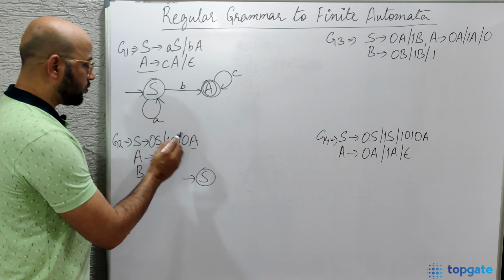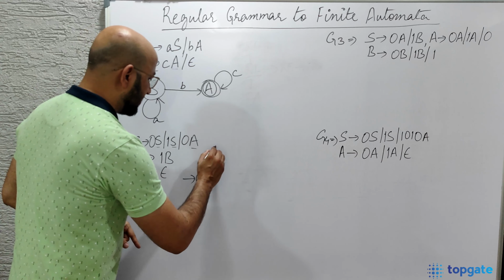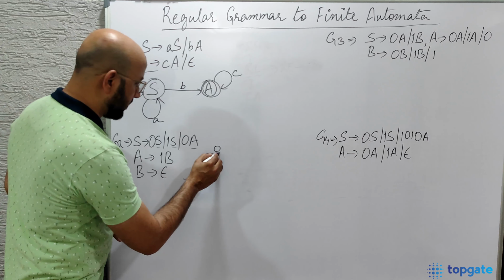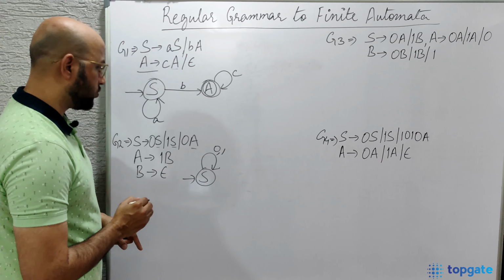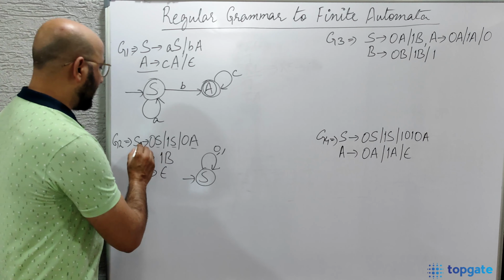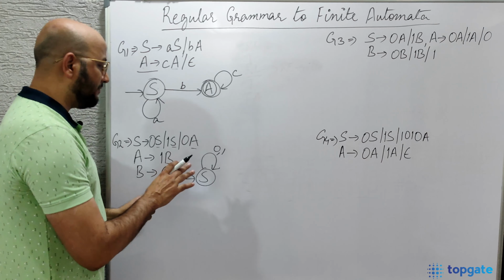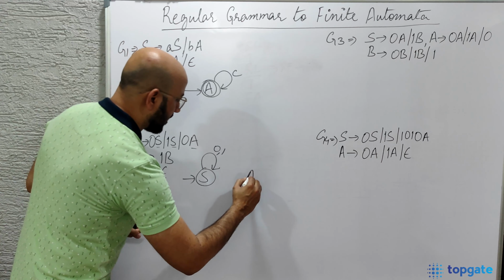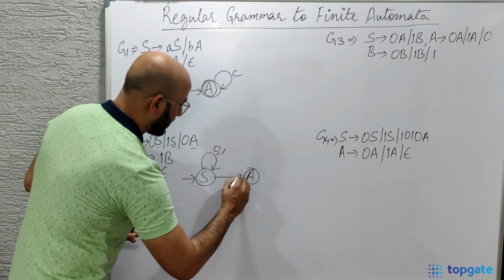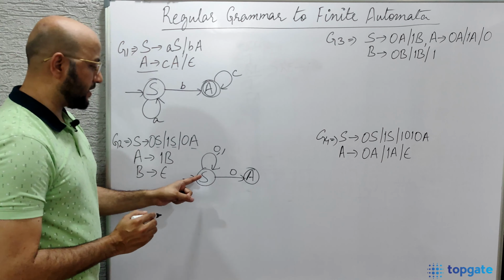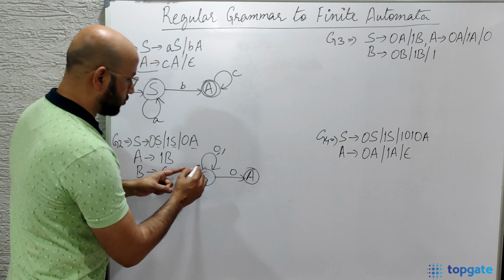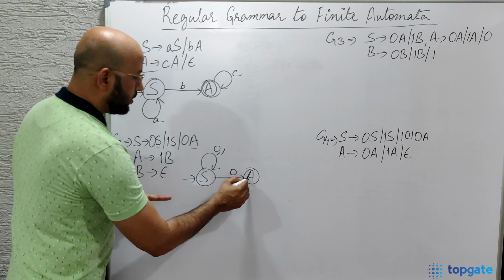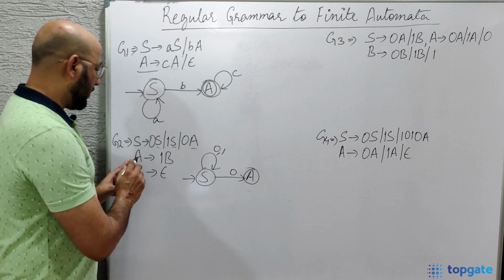Then S tends to 0S. That means it is a self loop. Then S tends to 1S. Again, it's a self loop, so I'll just put a comma here. Again, it says S tends to 0A. That means if you apply 0 on S, you'll reach a state A. So I'll take a state A and then connect this with 0. So S tends to 0S, S tends to 1S, S tends to 0A. Clear? Now move on to the A.